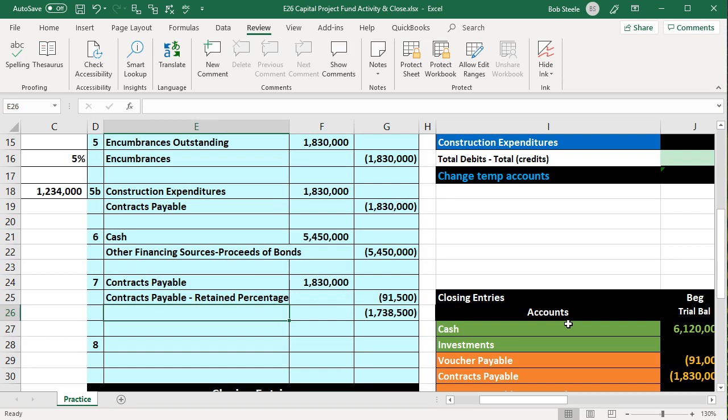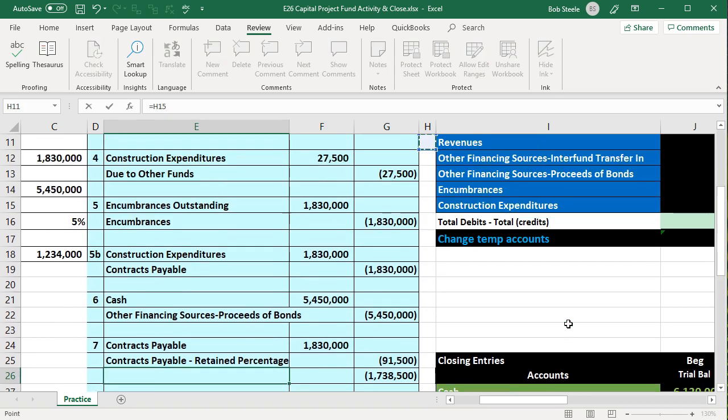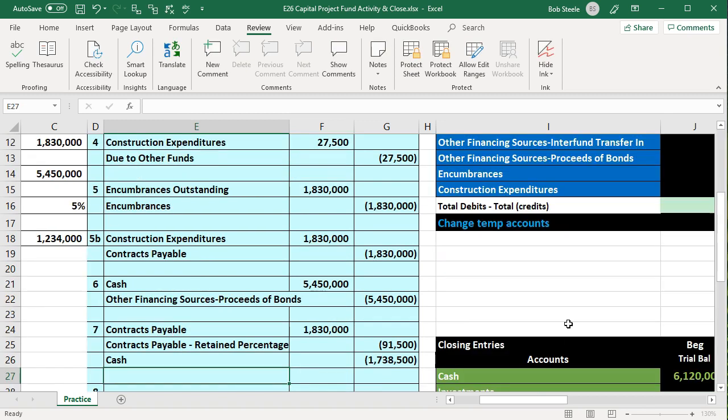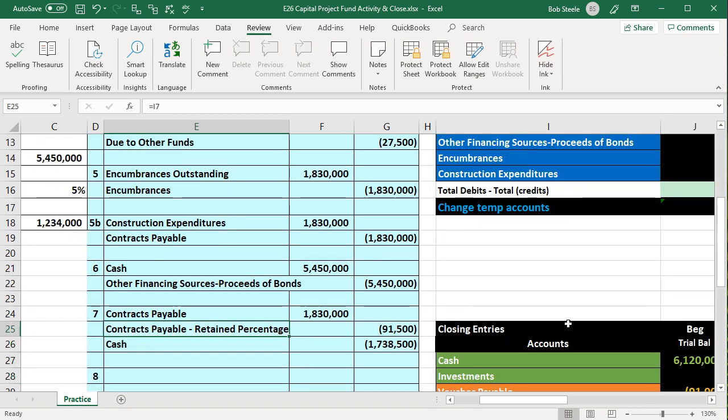And then cash is going to be the credit. We'll go up to cash. That's going to be the credit. So there's going to be our journal entry. So we're going to remove the payable, but increase another payable for that retained portion, and then make the payment the difference between the two.